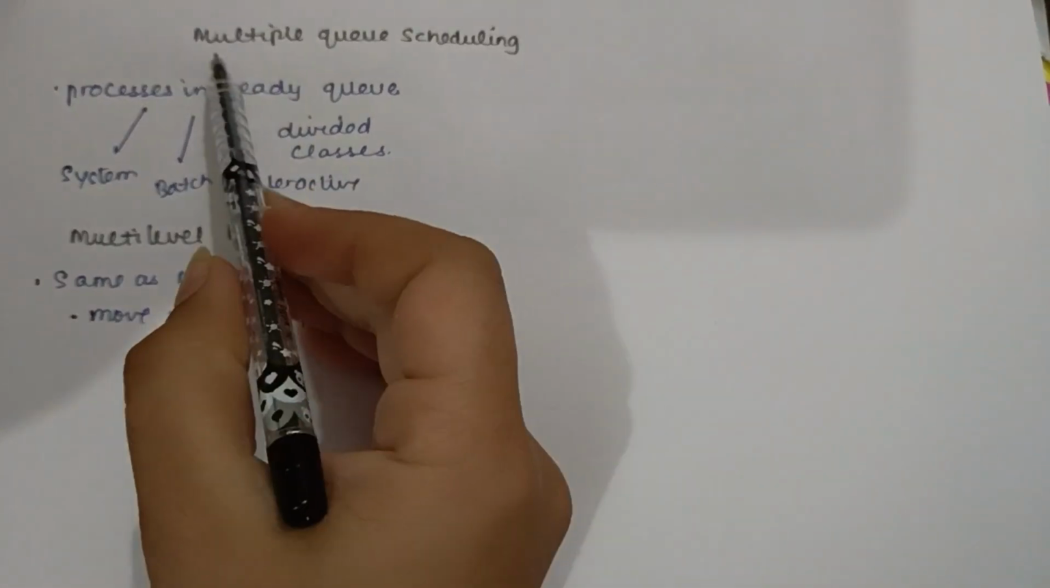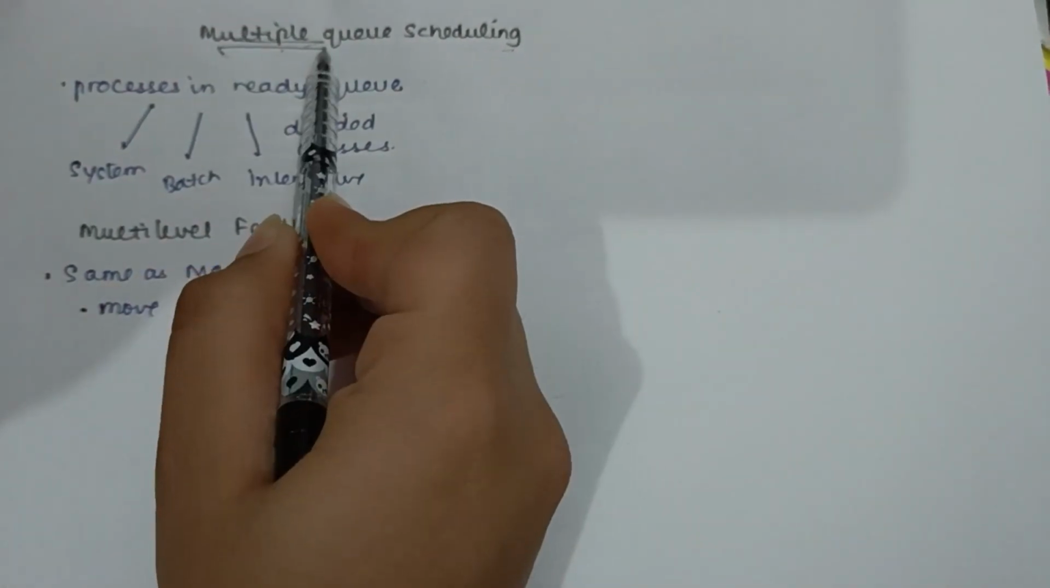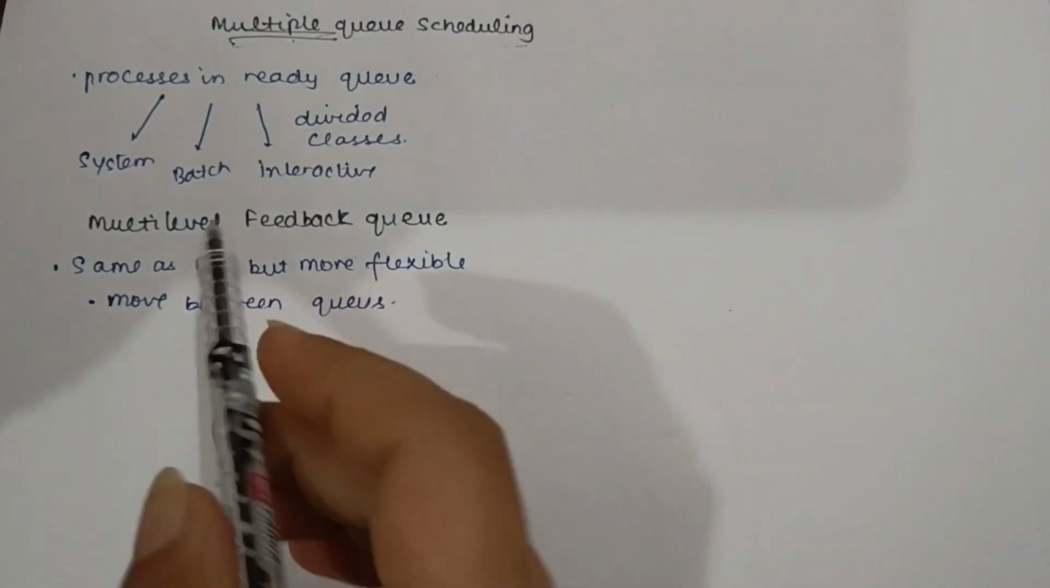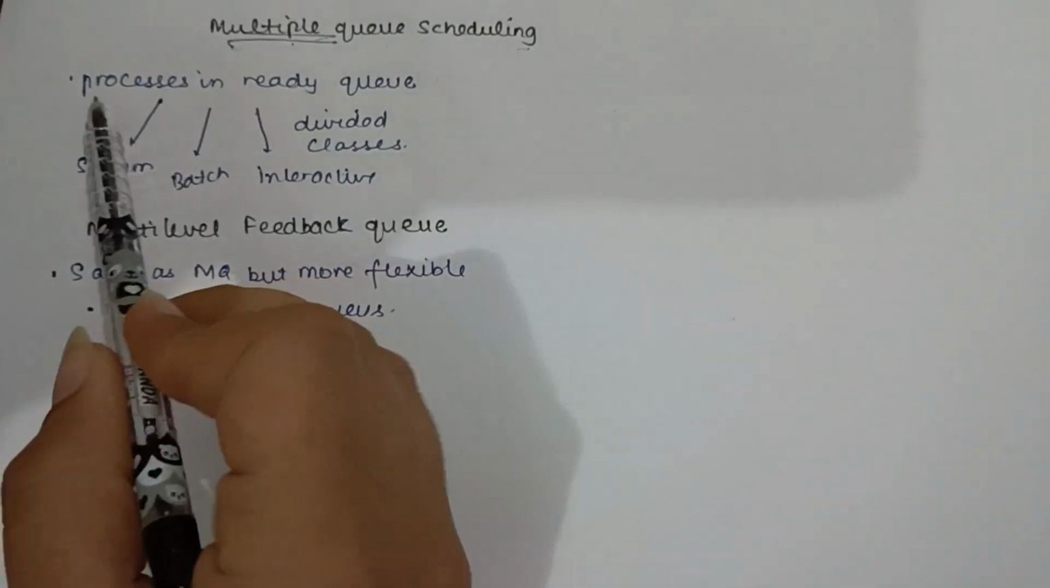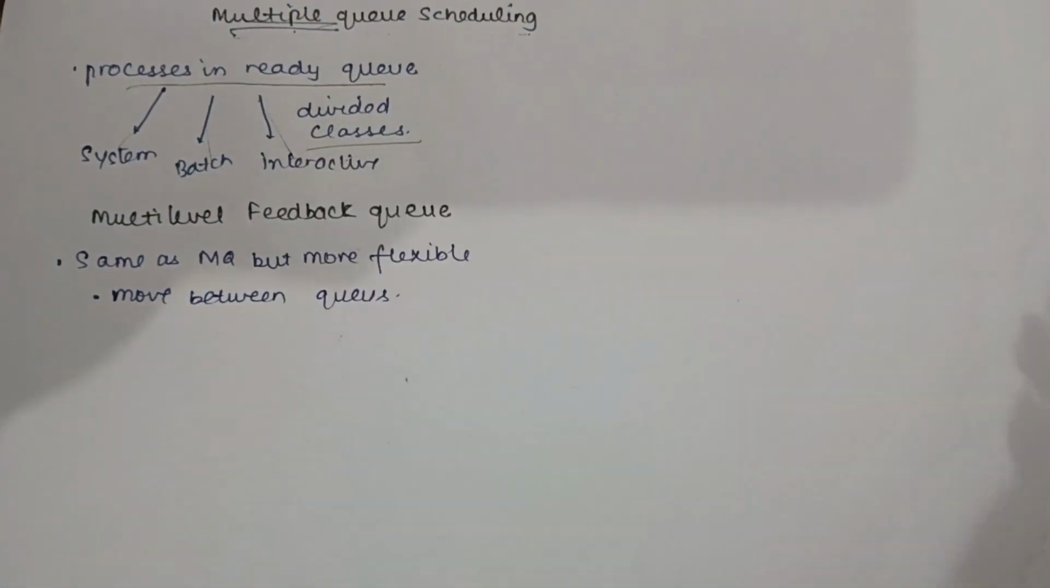Last topic of queuing is multiple queuing. Multiple means there is more than one type of queue. So if we are using more than one type of algorithm, that means multiple queuing. Here the ready queue is divided into different classes, where each class may have its own scheduling algorithm. That's it for the multiple queuing.